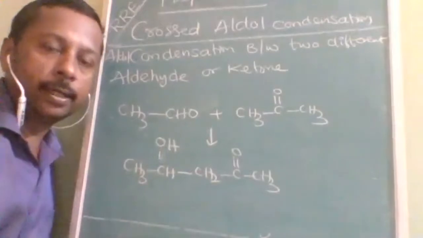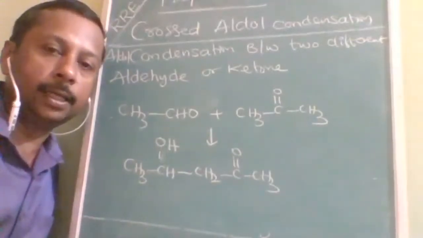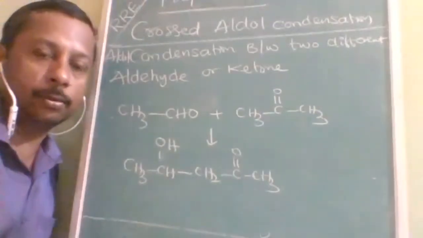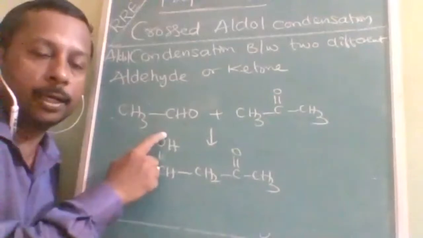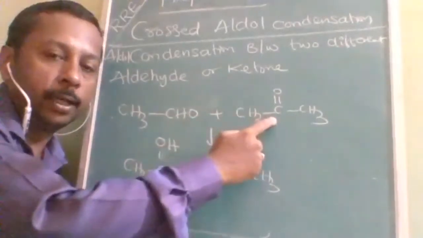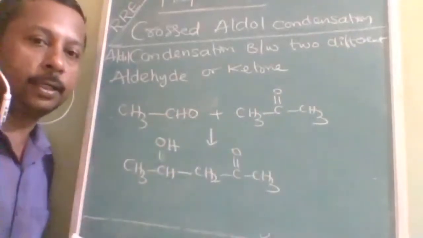So in crossed aldol condensation, there will be at least, how many? At least two products. One will provide the carbonyl group and the other will provide the alpha hydrogen, and in the other product the roles are reversed: the second provides the carbonyl and the first provides the alpha hydrogen. I think the first part is understood.